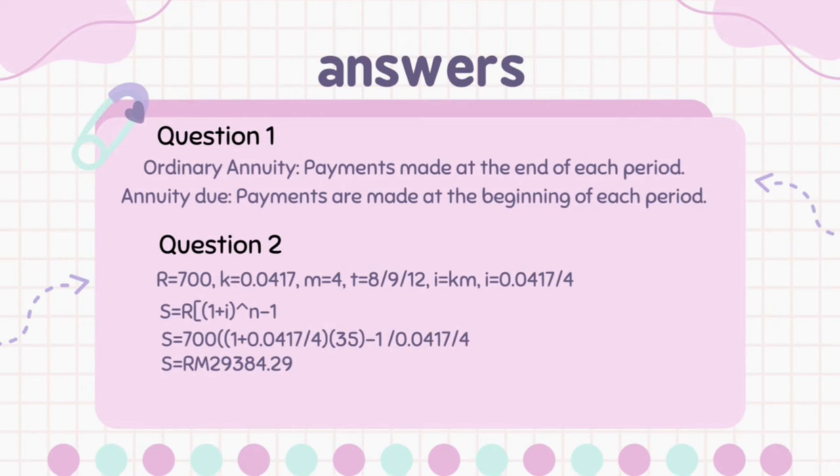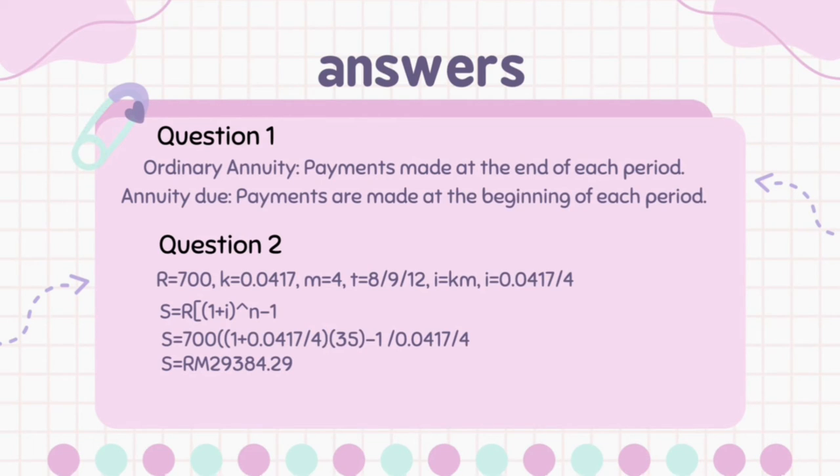The periodic payment, or R, equals 700 and the interest rate of 4.70% is compounded quarterly with a term of 8 and 9 over 12 years. Next, we should use the future value formula, where S equals R[((1 plus I) to the power of N minus 1) over I]. To determine the value of I, you should use I equals K over M, which is I equals 0.047 over 4. However, for the value of N, you should use N equals M times T, whereas N equals 4 times 8 and 9 over 12, then you get the total of 35.